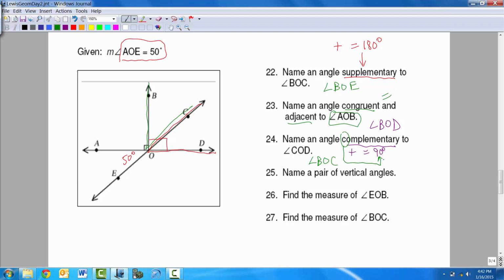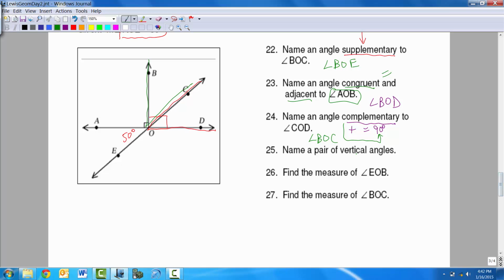C comes first, 90 comes first. S comes second, 180 is second in that order. So complementary means add to 180. I'm sorry, add to 90. Supplementary means add to 180. Complementary 90, supplementary 180. Okay, now name a pair of vertical angles.